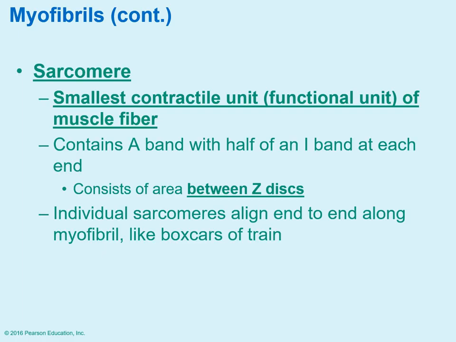If you're sitting here thinking, oh my gosh, she's just throwing out all these different terms, how does this all make sense? It's all going to come together in a moment. The sarcomere is the smallest functional unit of the muscle fiber. It's going to contain an A band, and on either end of that A band you have half of an I band. So you have basically half an I band, an A band, half of the next I band. That's what the sarcomere is. So basically it's the area between those Z discs that I said was halfway through the I band. So you go from one Z disc to another Z disc. That is the sarcomere. That is a contractile unit.